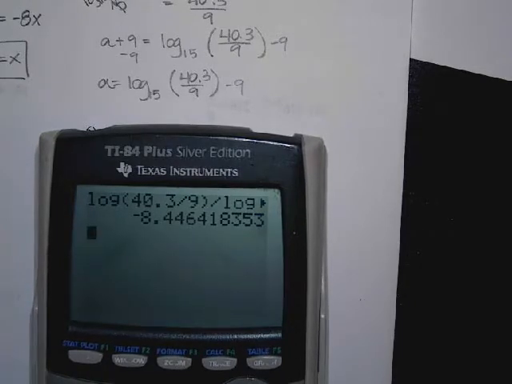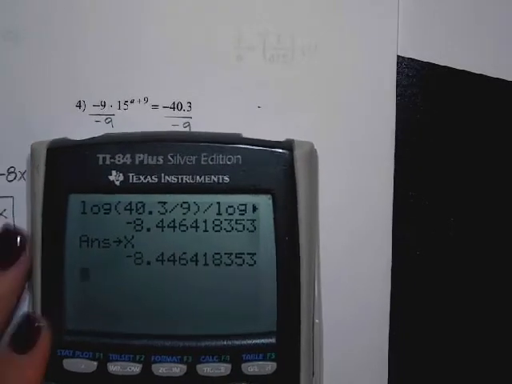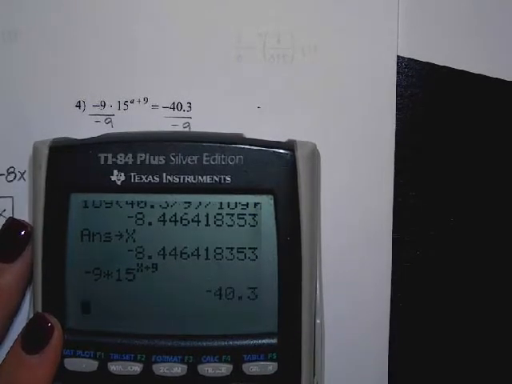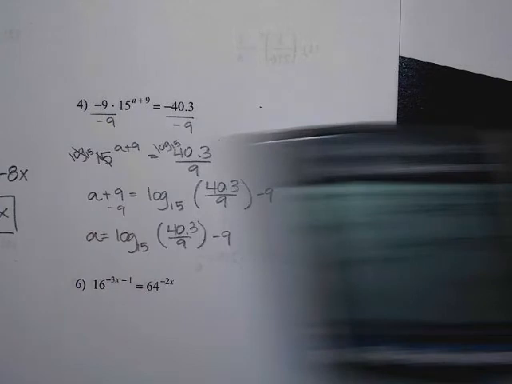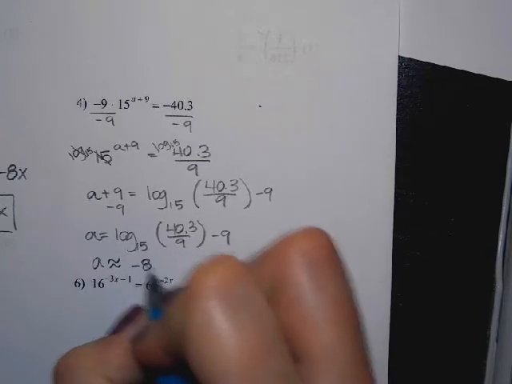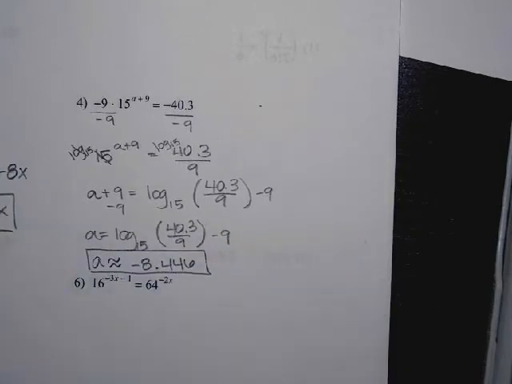Okay. How do we check our answers? Okay, I'm going to store it, STO. What letter do you want to store it as? X. Marvelous. Store it as X. Okay. And then what do I do now? I type it into the original equation. So negative 9 times 15 to the x plus 9, I'm using x because that's what we stored it as, equals negative 40.3. Is that what it was supposed to equal? Yes. Perfect. So now I'm going to say A is approximately negative 8.446, and I'm done.